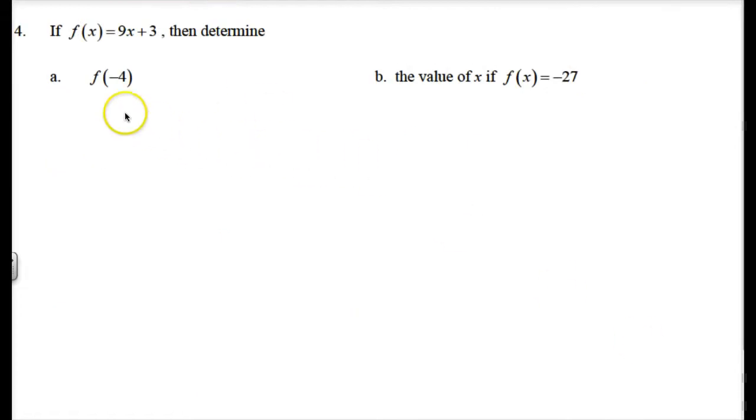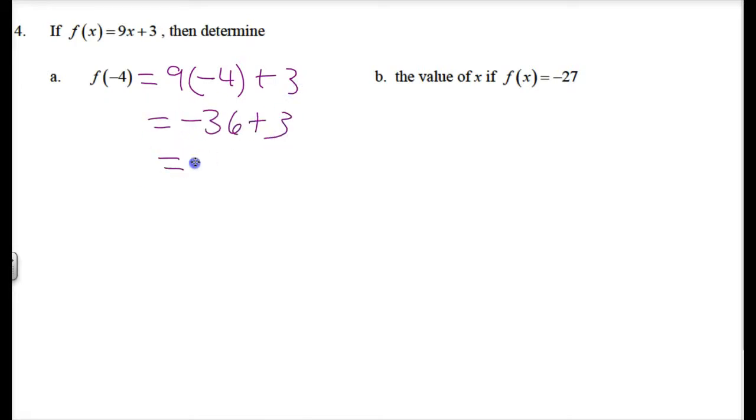If f of x equals 9x plus 3, determine f of negative 4. I can see the formula there, right? So I'm just going to go with that, 9 times negative 4. What we're doing in function notation is the x is now being replaced by negative 4 wherever there is an x. So negative 36 plus 3, or negative 33.